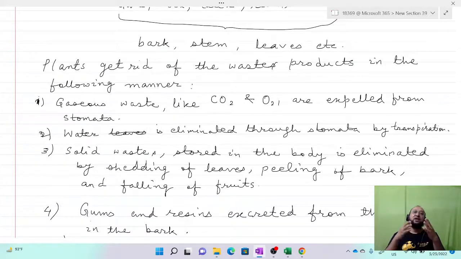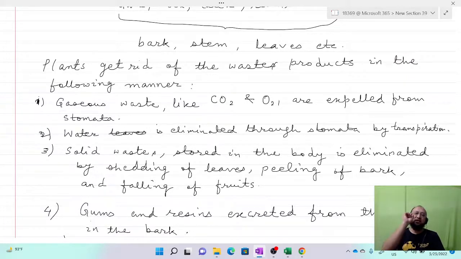Solid waste like resin, latex and all, these are removed by temporarily storing in some parts of the plant body, and it is eliminated by shedding of leaves, peeling of bark, and falling of fruits. Plants also store some waste in the fruit, and that is removed from the plant body by falling of fruits.